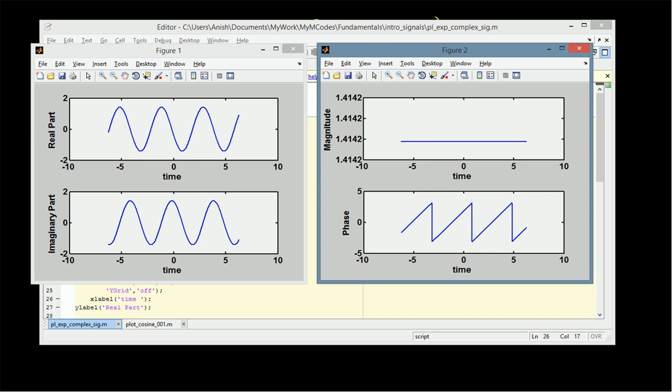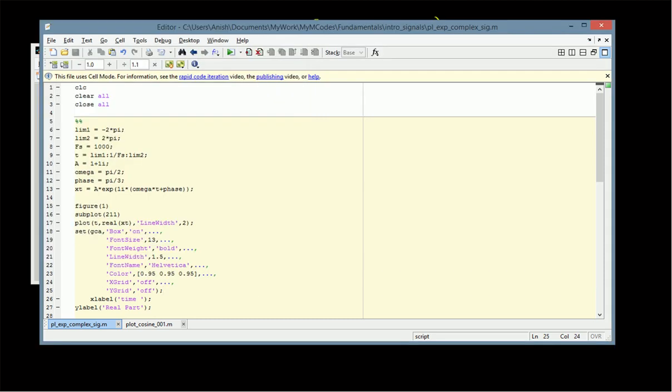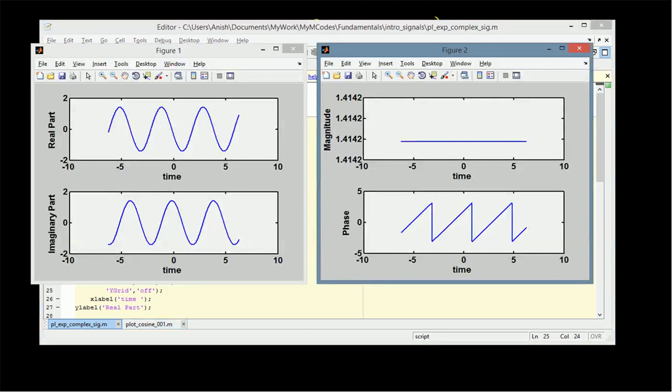Now the second figure shows the magnitude of the signal. Since it is a complex exponential, the magnitude is a fixed value, equal to the absolute value of a, which is the square root of 1 plus 1, that is square root of 2. So it must be square root of 2.